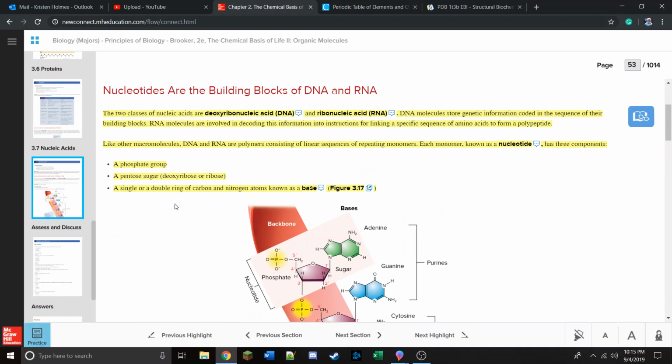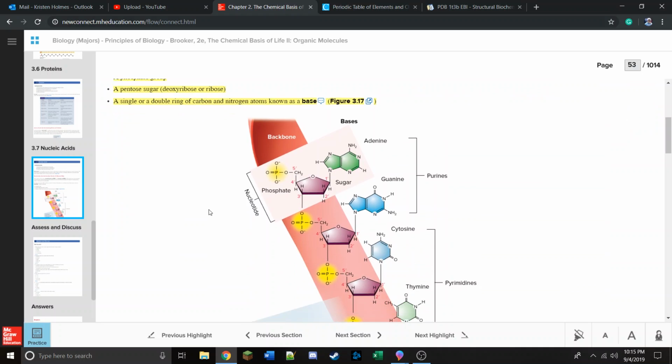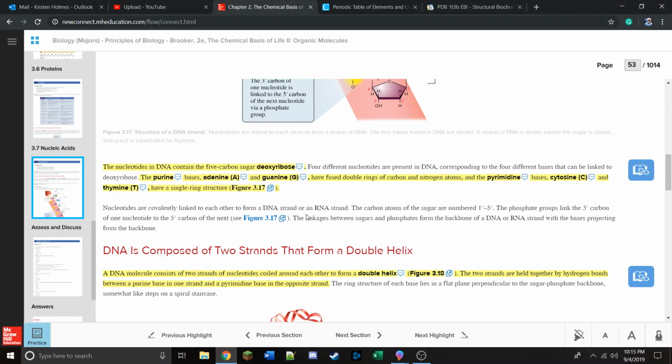But this is getting a little wild. Phosphate, pentose, single ring or double ring of carbon and nitrogen atoms known as a base. Okay? So, now we're going to talk about DNA specifically.